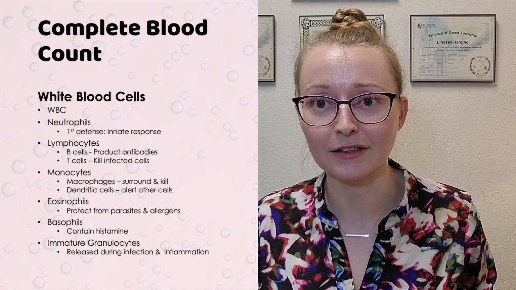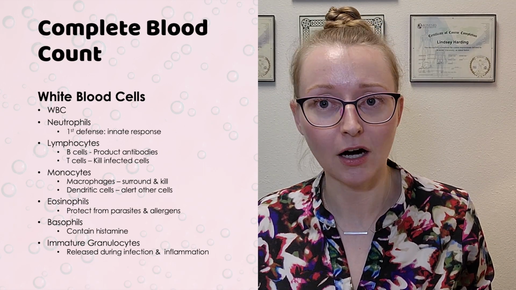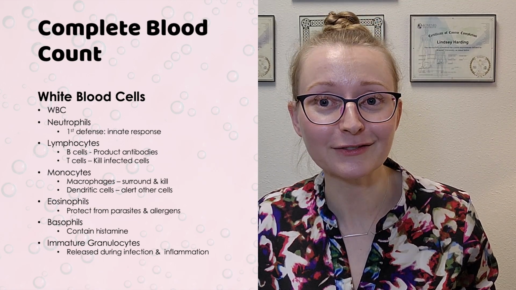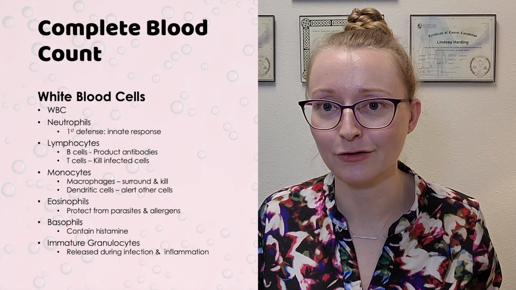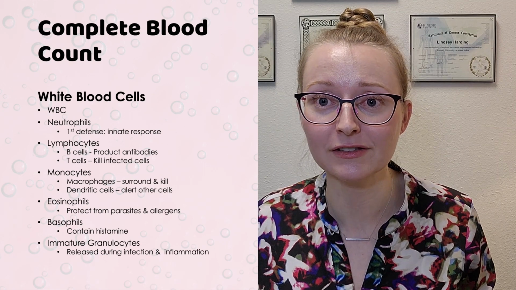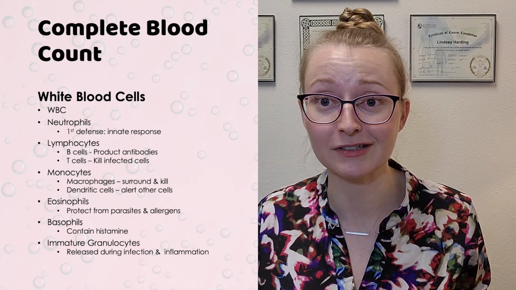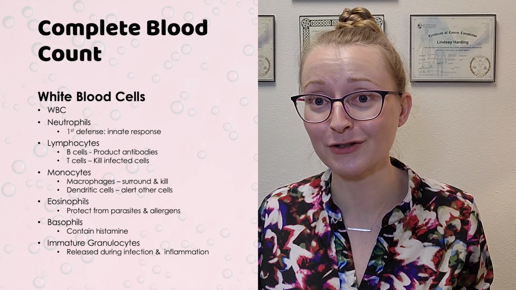And dendritic cells basically notify the rest of the immune system of something that should not be there. Then we have eosinophils, which are a little bit more specific to parasites and allergy type reactions. So if you have a high amount of eosinophils, it's likely that you're having an allergic reaction to something. Maybe it's just seasonal allergies, but it could also be a sign of a parasitic infection.